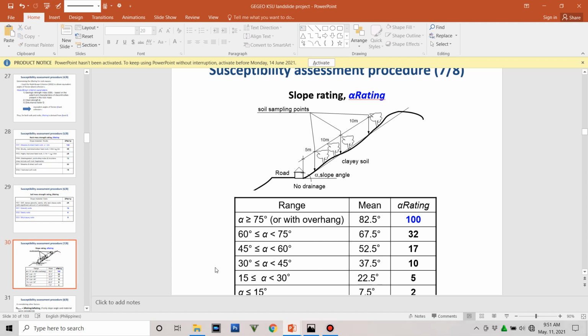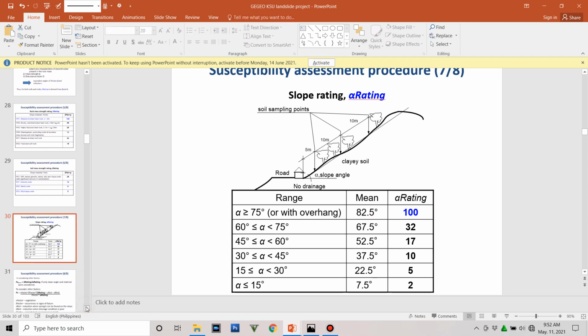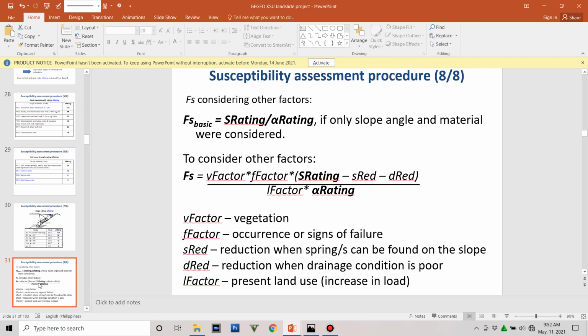Okay, for the slope angle, we have the following scores. So if we have a steep slope, of course, that will be subjected to a high score because, as I have said, the component of the weight will be larger if we have a steeper slope. So take note that this is the alpha rating. So from that, we can now calculate the factor of safety basic, wherein the only consideration is the slope angle and the material.